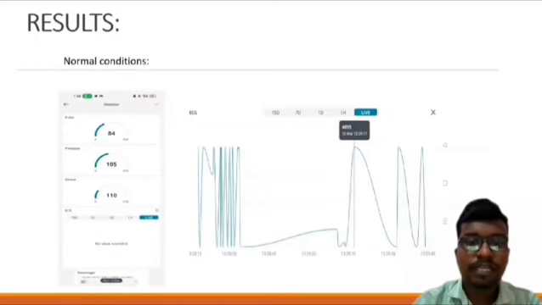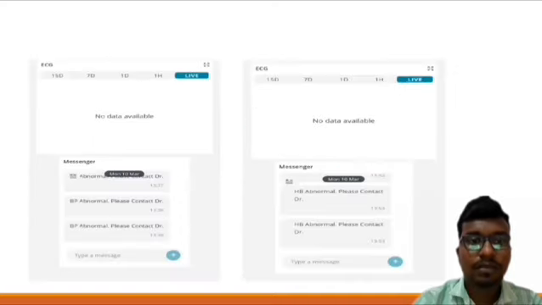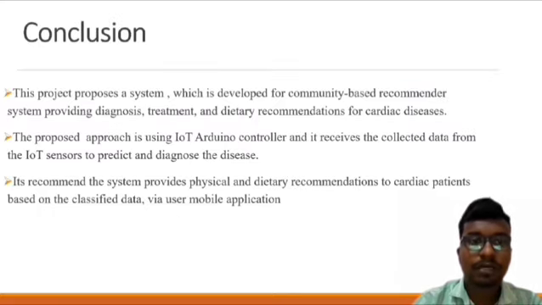These are the results. We can observe the normal conditions of pulse, pressure, glucose, and ECG waveform. Then we can see the abnormal conditions of pulse and pressure. Pulse above 110 and pressure above 120 are abnormal conditions. Then we can see the message that BP and heartbeat are abnormal conditions. Please contact doctor. Conclusion.